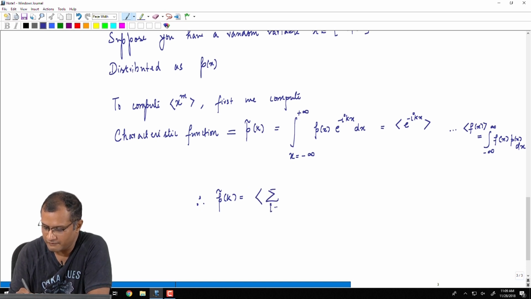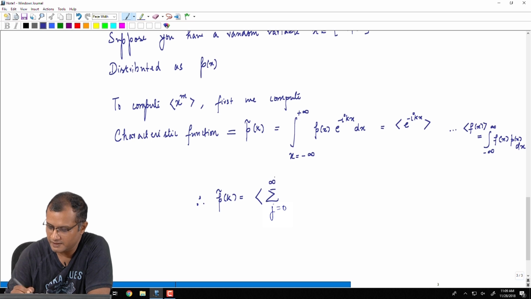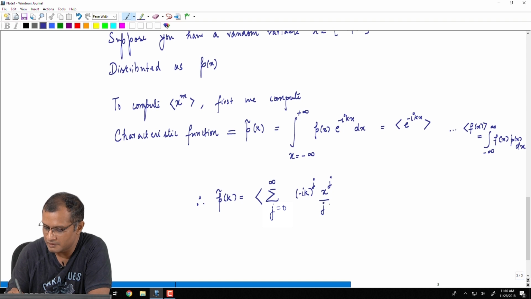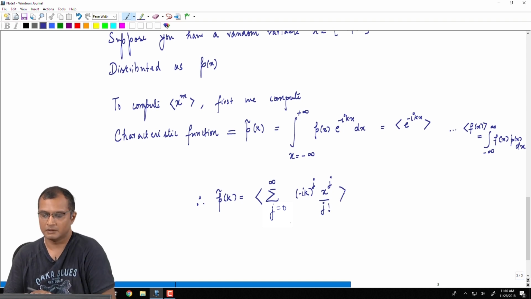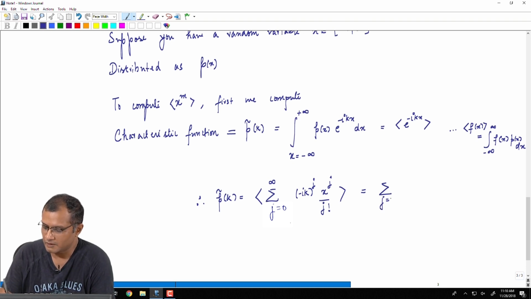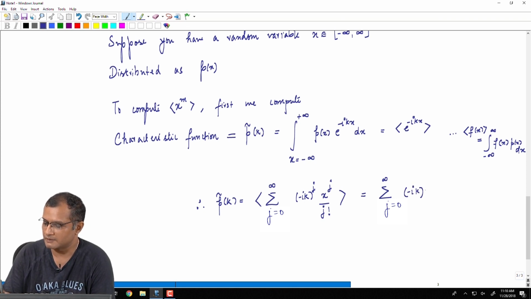Therefore, I can write down P of k as the summation, let me change the variable here, j equal to 0 to infinity, of minus i k to the power j, x to the power j over j factorial. And you can clearly see that the averages are simply going to walk over the constants, and what you get here is the summation j going from 0 to infinity of minus i k to the power j upon j factorial, into the average of x to the power j.